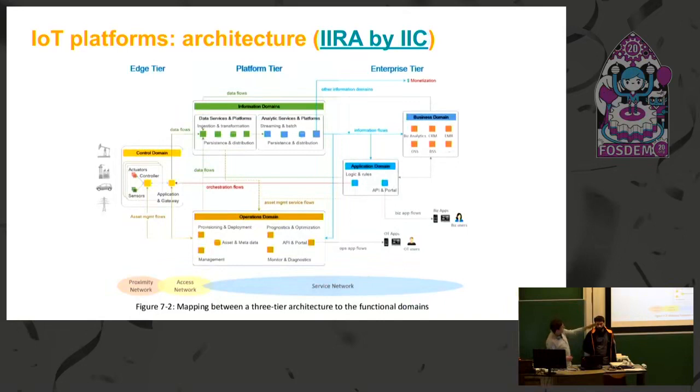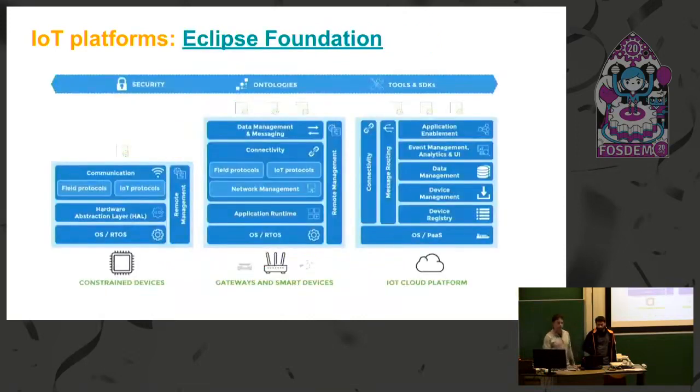And you can find here that there are 3 tiers: the edge tier, the platform, and the enterprise tier. This kind of architecture is the same architecture that we are going to find in the architecture proposed by the different foundations. I'm not going to enter in detail because we are going to lose all the time if I do that. But if we compare this high-level vision with the one from Eclipse Foundation, that they also propose to have 3 tiers: the constrained devices, the gateways and smart devices, and at the end, the cloud platform. You can map it against the previous one.